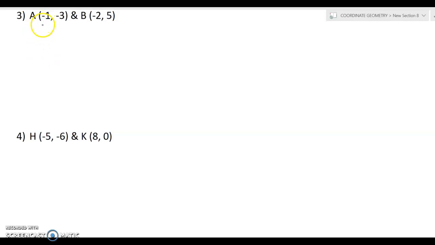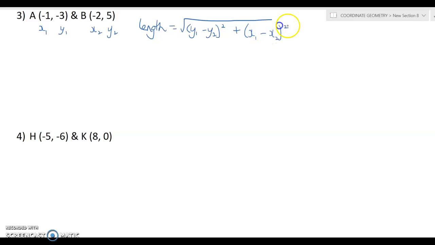All right, so for number 3, x1, y1, x2, y2. So the length. By the time you write this formula over and over so many times, you're going to remember it. So the square root of y1 take away y2 squared, plus x1 take away x2 all squared. And we're just going to put in our values now. y1 is negative 3 take away y2, which is 5, squared, plus x1 is negative 1 take away x2, which is minus 2, squared. So we have some negative numbers here, right? So let's be careful with it.